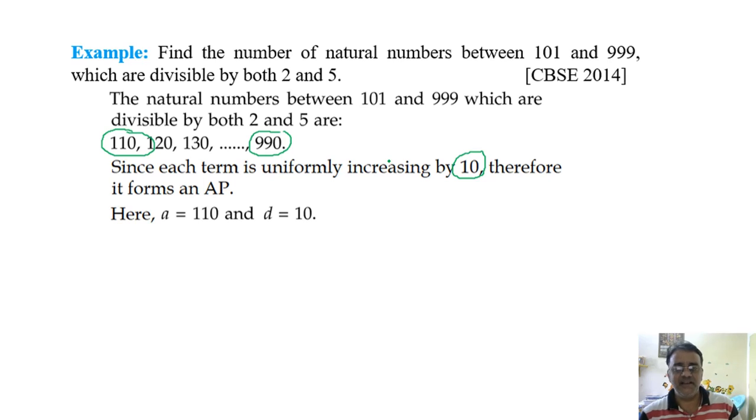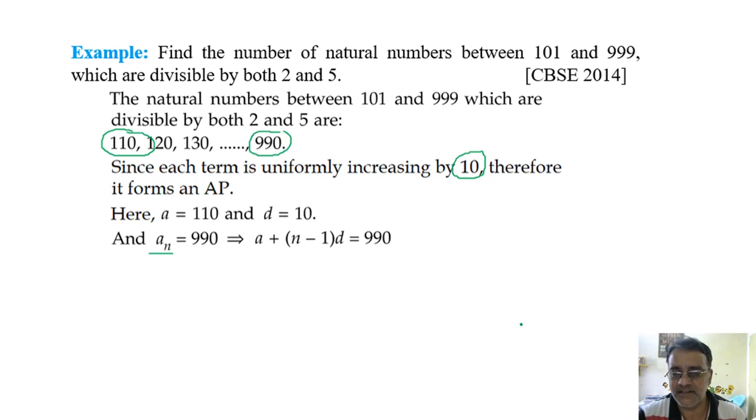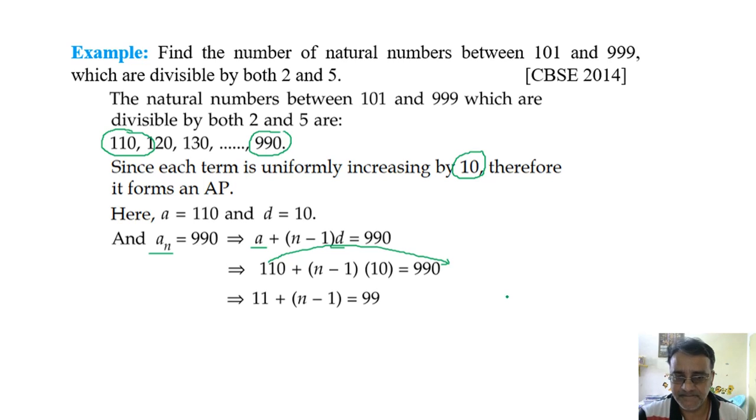Okay. So now we have to find which term is 990. Number of terms के लिए 990 कौन सा term है, that we have to find. So let an is equal to 990. So what is the formula of an? A plus n minus 1 into D is equal to 990. So we'll substitute the value of A and D, that is 110 and 10. Now shift 110 to this side, subtract, you will get 880. Okay, or what you can do, you can divide all by 10.